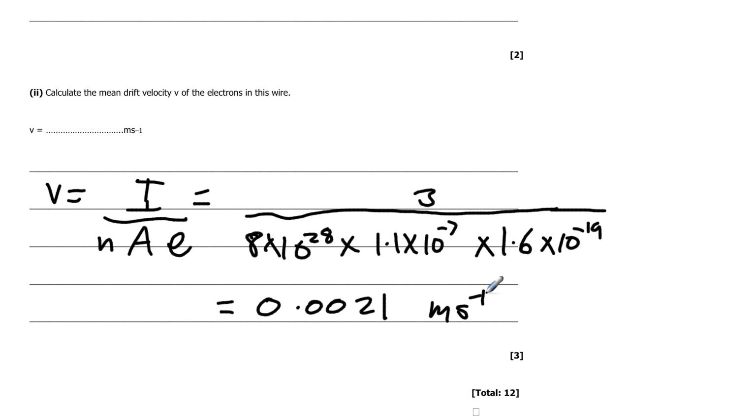So whenever you're asked to calculate a mean drift velocity, you're going to get quite a small number, quite a small velocity. It'll be millimeters per second.